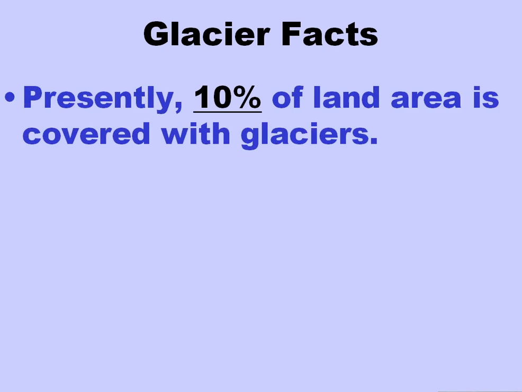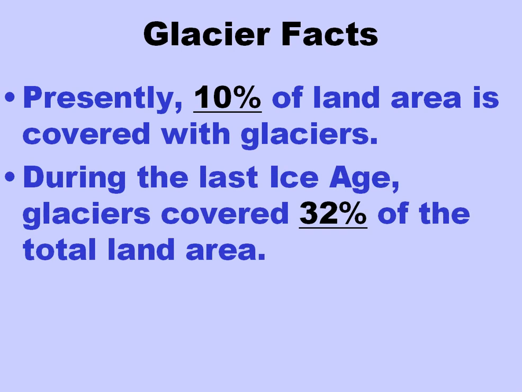So, a few glacier facts. 1. Presently, about 10% of land area is covered with glaciers. And during the last ice age, scientists have estimated that approximately 32% of our planet was covered by glaciers, or at least 32% of the total land area. So when we look at that, during the last ice age, there was a lot more ice covering our planet.